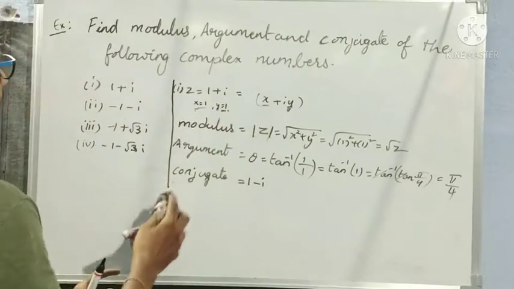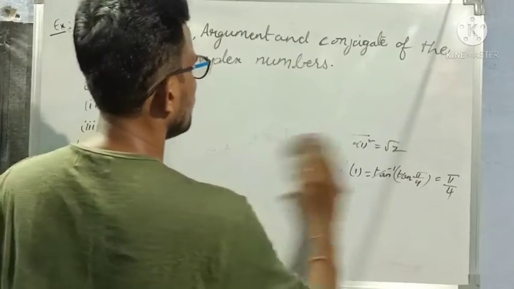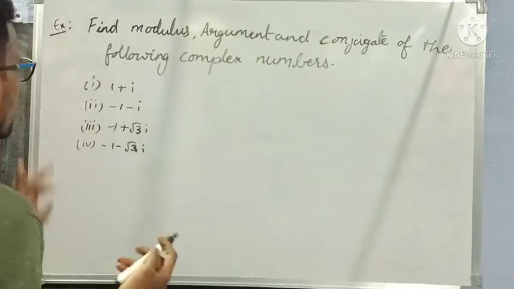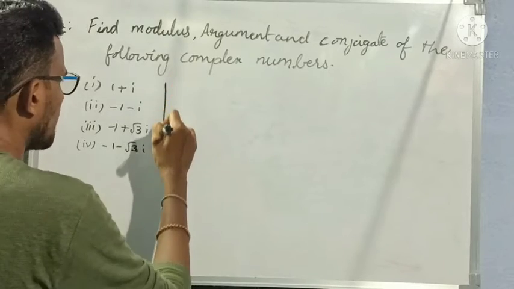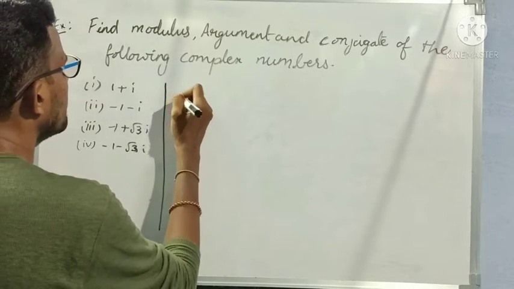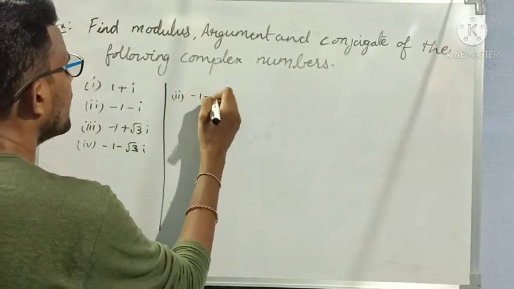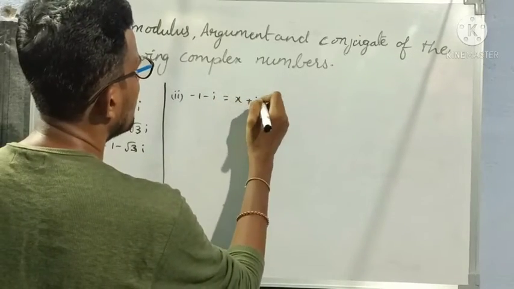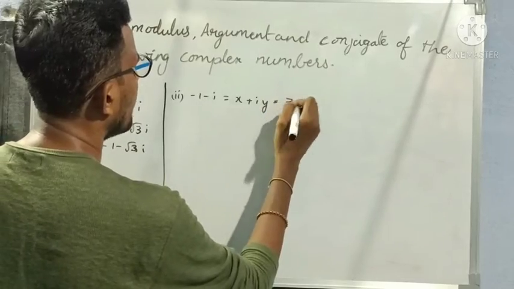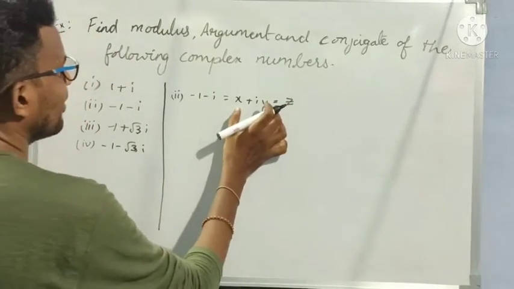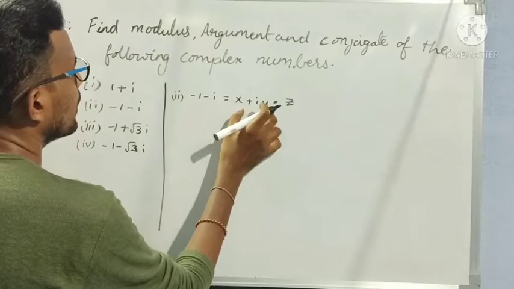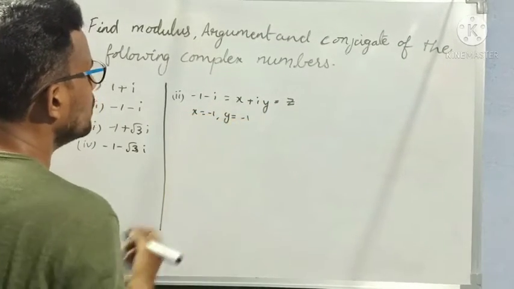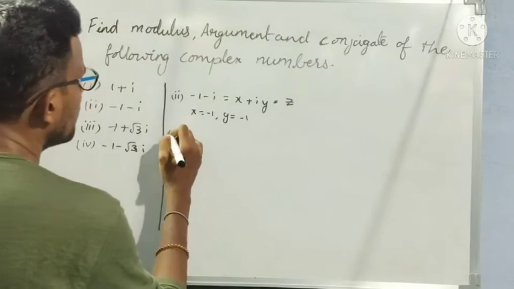Next, let us see the second one. How to find the conjugate for the second one? Okay, first, second, third I will do. The fourth one you do as homework. So the second one, minus 1 minus i. Here also, comparing with x plus iy, I am taking this as z. So my z is equal to x plus iy and this is equal to this one. When comparing, I will get x is equal to minus 1 and y is equal to minus 1. So, modulus.